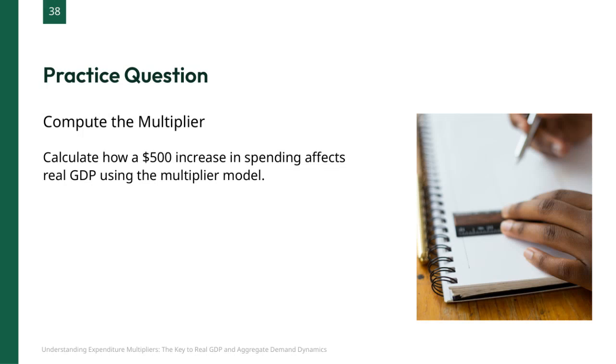Now let's work through a practice question to apply the multiplier model. The task here is to calculate how a $500 increase in spending impacts real GDP. This involves understanding the multiplier effect, which shows how initial changes in spending can lead to larger overall changes in economic output. By computing the multiplier, we can quantify the total increase in real GDP resulting from that $500 injection. This hands-on exercise helps solidify the concept by putting it into a practical context.